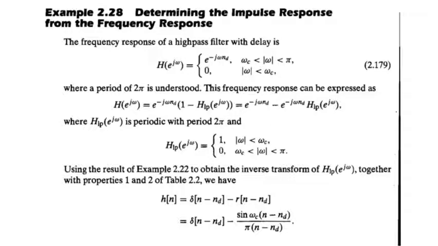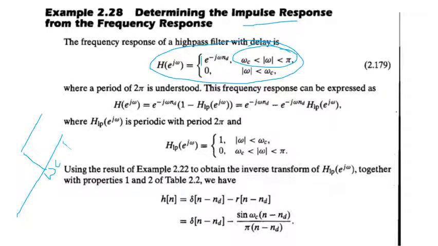Here we want to find out the impulse response from the frequency response. This is the frequency response of a high pass filter. How do I get to know this is a high pass filter? From the limits. The limits say that from omega c to pi the magnitude is 1, and from minus omega c to minus pi as well, because this is the magnitude. So this is a high pass filter. It is not passing the low frequencies, it is passing only the high frequencies.